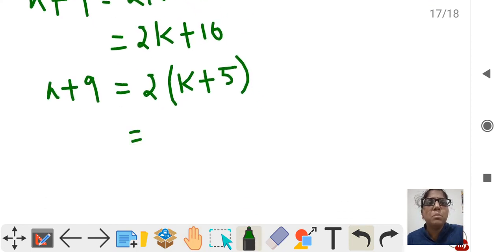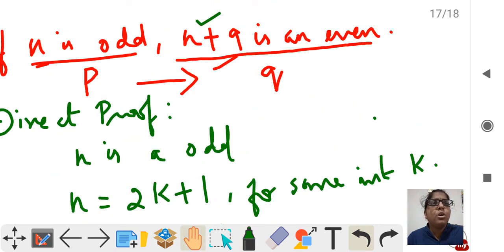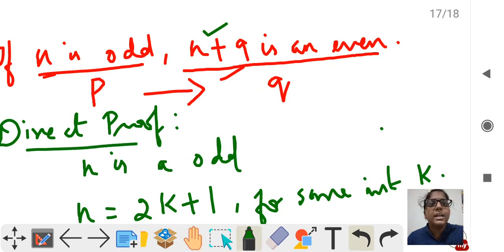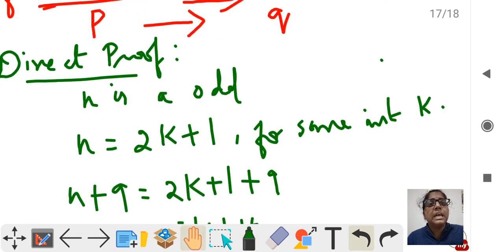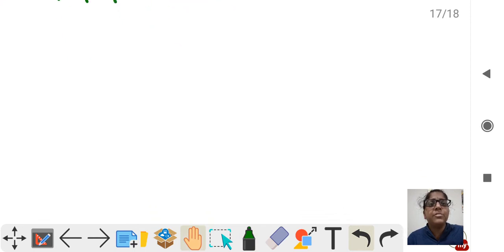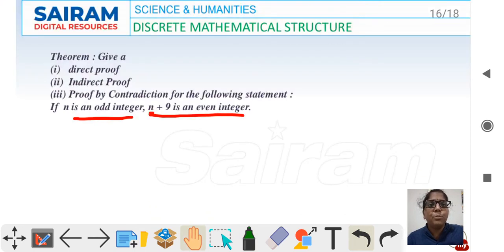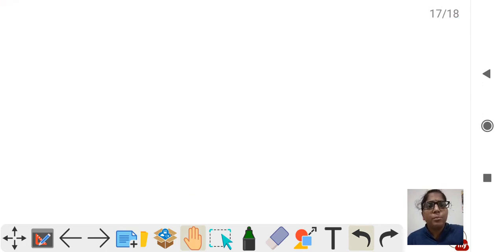What is this number? It is an even number. 2 times of any number is an even number, right? So what we have to prove actually is that n plus 9 is an even integer. So we have proved it by the direct way. The next way is indirect proof. They have asked for 3 proofs: direct proof, indirect proof, and proof by contradiction, right?